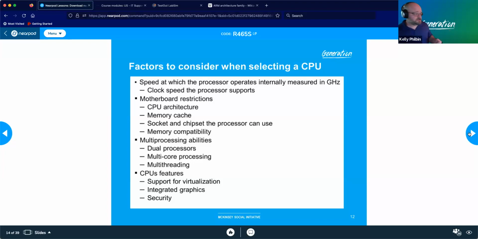Then you have the CPU's features. Does it support virtualization? Almost all do now, but around this time, it was still kind of a newish thing. Also, does the CPU itself have integrated graphics? What kind of security does it have in place? So all these things, depending on your needs, the motherboard's capabilities, and everything that you have, are going to go into play when you are trying to determine what CPU you need to use for your machine.